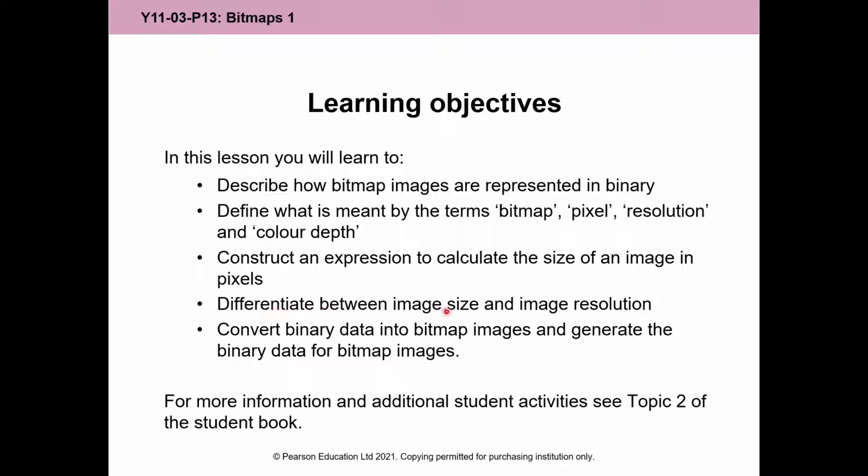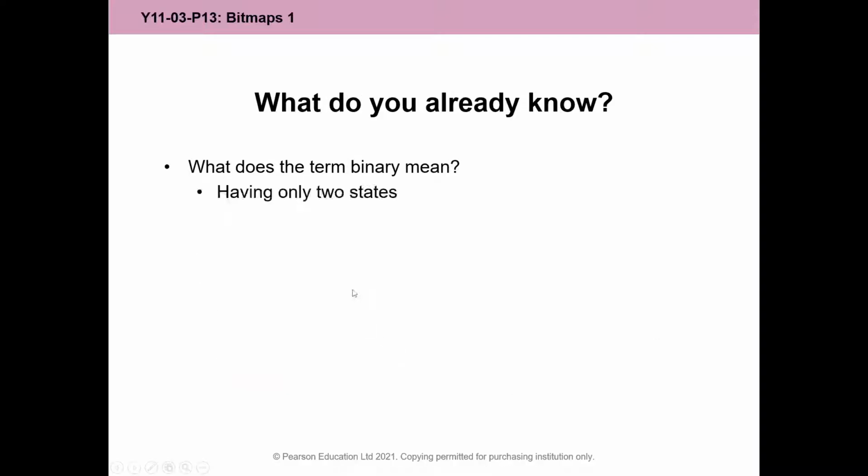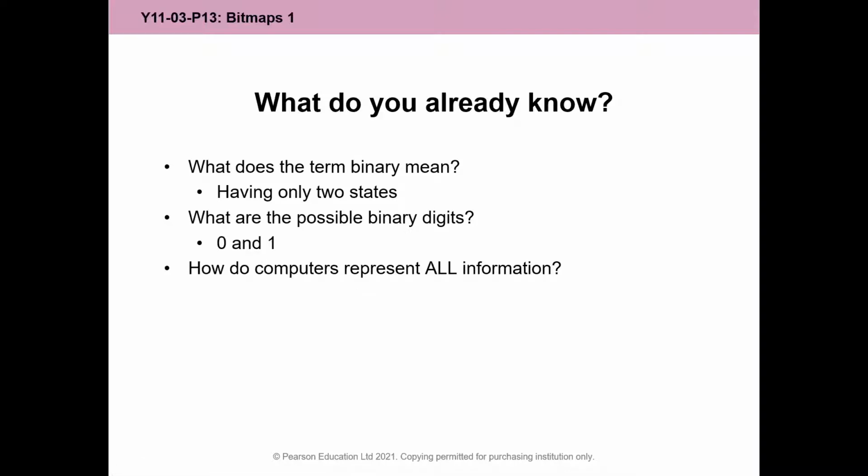We need to understand the difference between size and resolution, and we need to understand what actually happens for all of the pixels so that we can look at the binary data, the zeros and ones, and generate an image from it. So you know what binary means. It means two states, 1, 0, on, off. You know that you have 0 and 1. If you want to represent anything, you just need lots of zeros and ones.